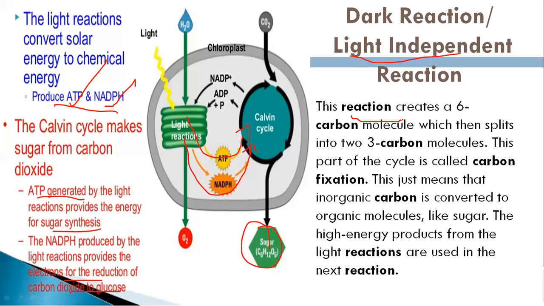So as a summary, this reaction creates a 6 carbon molecule, which then splits into 3 carbon molecules. This part of the cycle is called carbon fixation, and as we know, here carbon dioxide is going to be utilized in the reaction. So that is actually called the carbon fixation process.